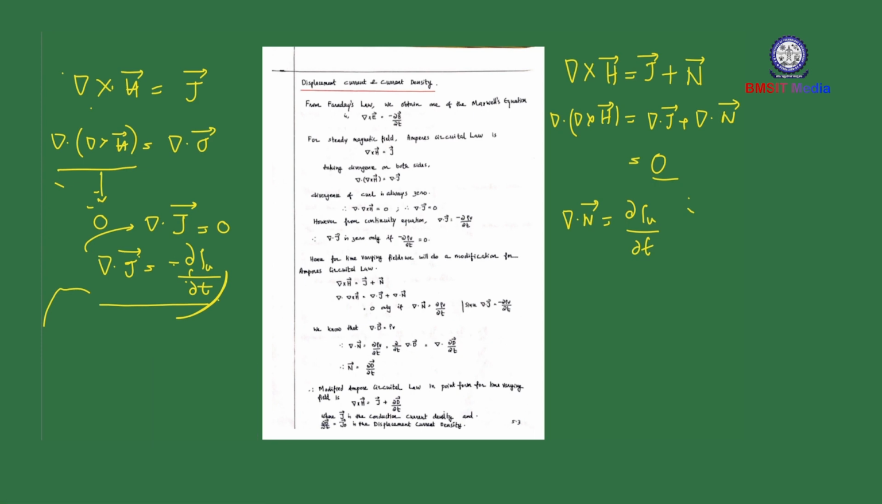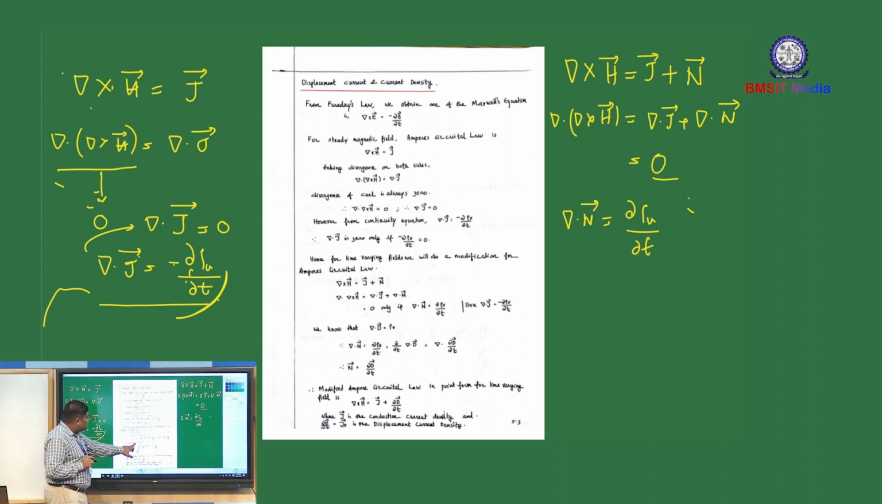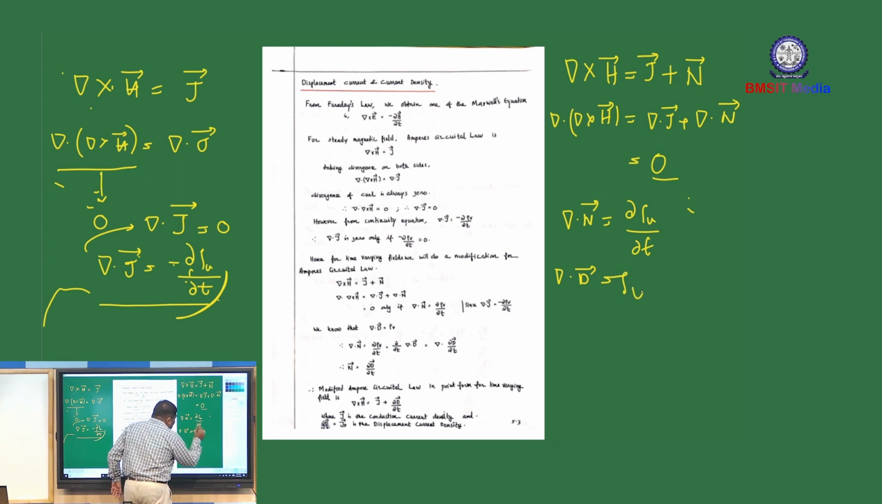So now, since del dot J is equal to minus dou rho v by dou t, and we know that del dot D is equal to rho v. What is that? Del dot D is equal to rho v. Del dot D equal to rho v is the point form of Gauss law. The divergence of electric flux density is equal to volume charge density. This is Maxwell's first equation with respect to the electric field, del dot D is equal to rho v, right?